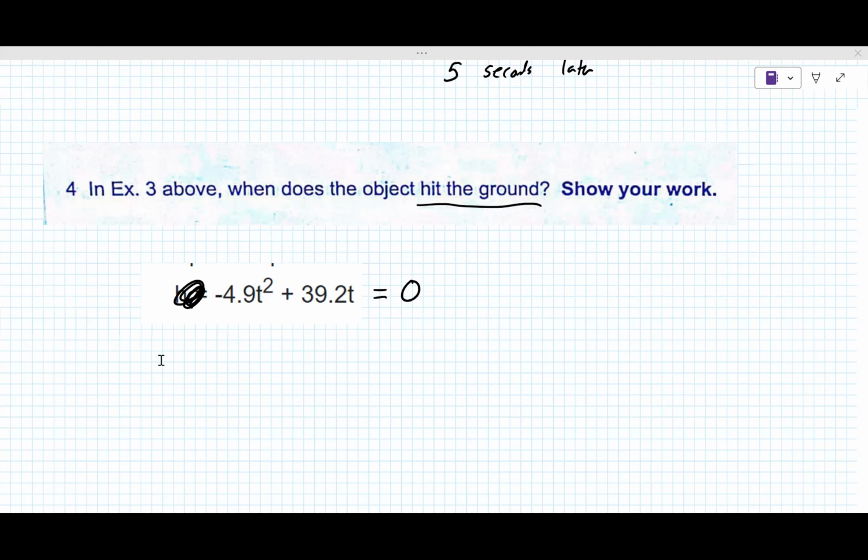Cool. So this one, you can actually factor out both a minus 4.9 and a t from both terms. And here's what that means. You're actually dividing both of these by minus 4.9t.